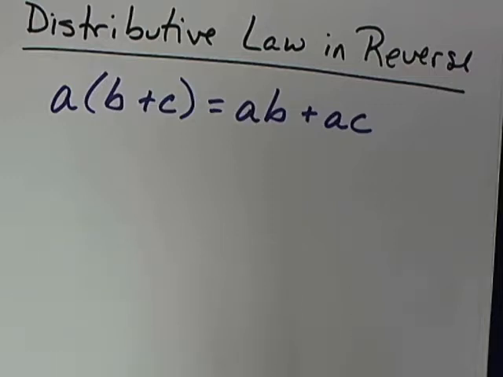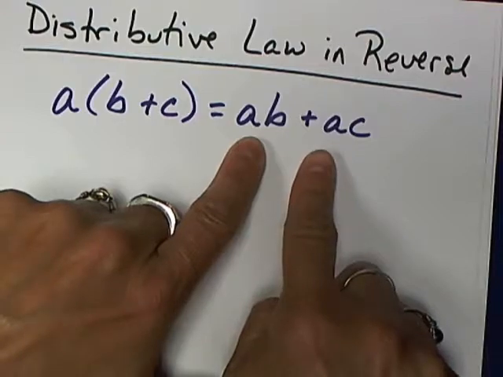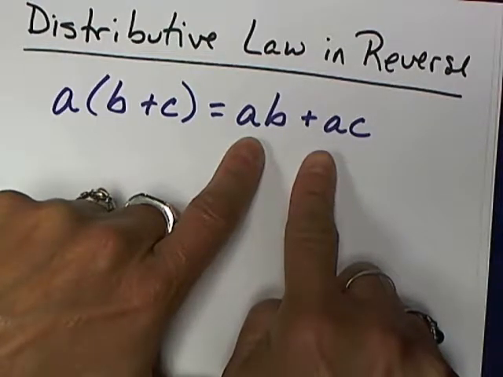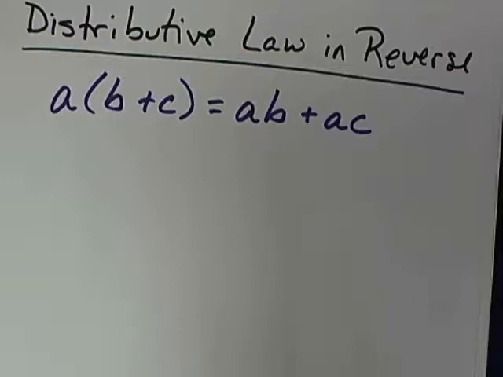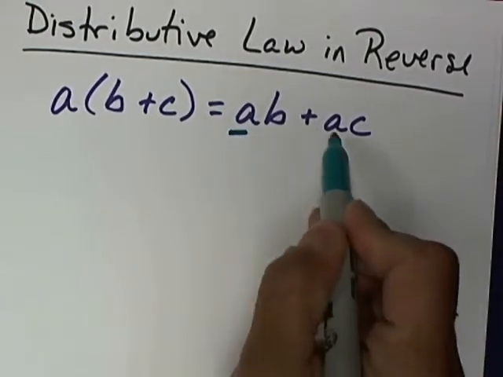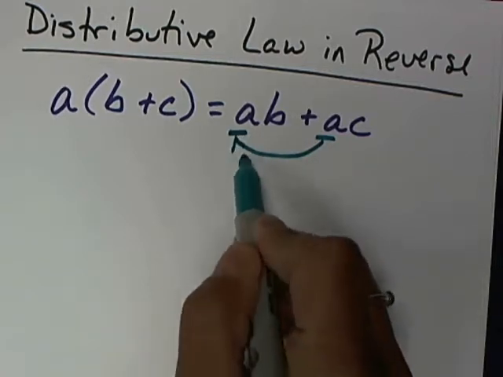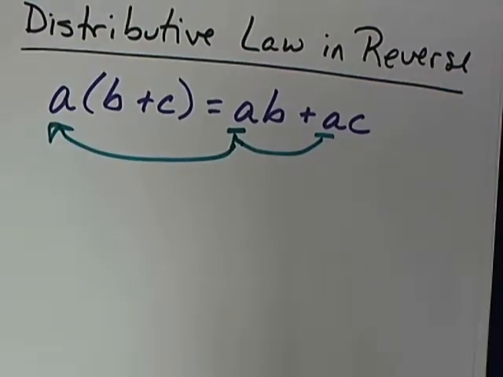However, this can also work in reverse, in which if we have two terms that share a common factor. Remember, factors are the stuff that gets multiplied together. So in the first term, a and b are factors. In the second term, a and c are factors. If they share a common factor, which is the a, you can pull that shared factor to the front. This is called factoring, or using our distributive law backwards.